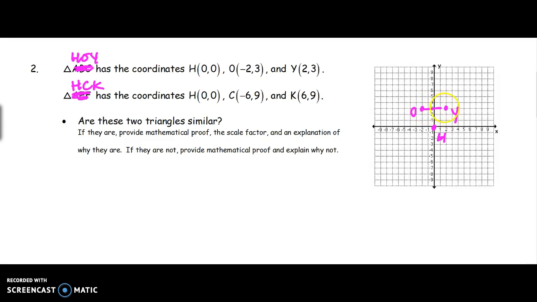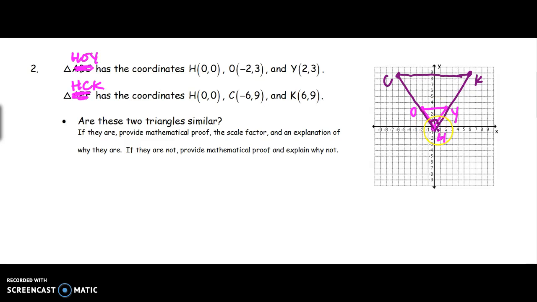Okay, so here's our first triangle. And the second triangle is 0, 0, negative 6, 9, and then K is 6, 9. Okay, so here's our second triangle. The question is, are these two triangles similar?